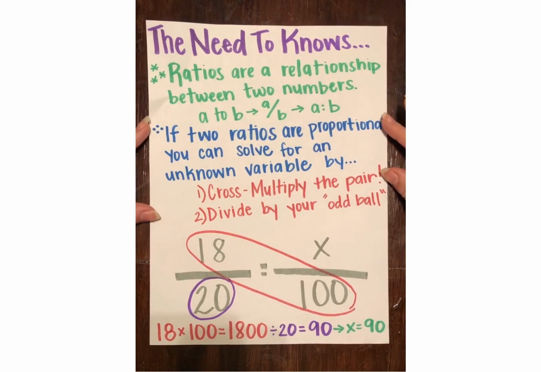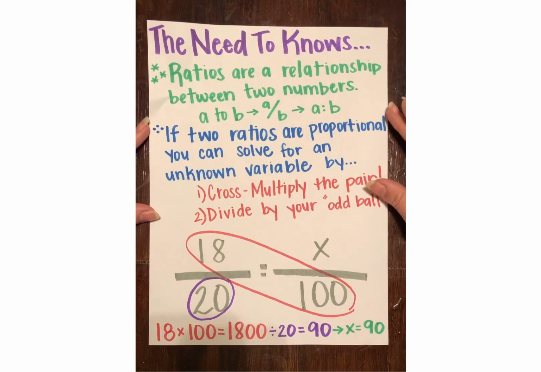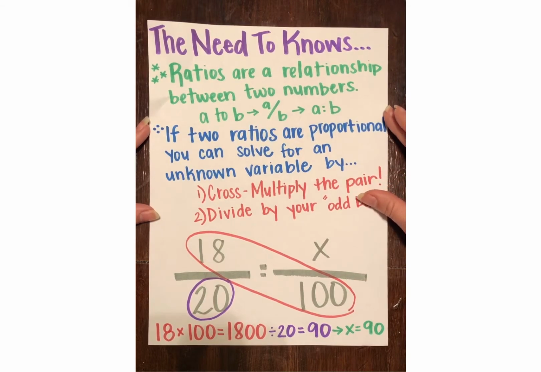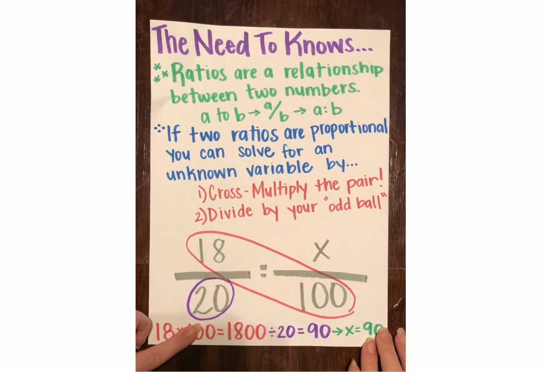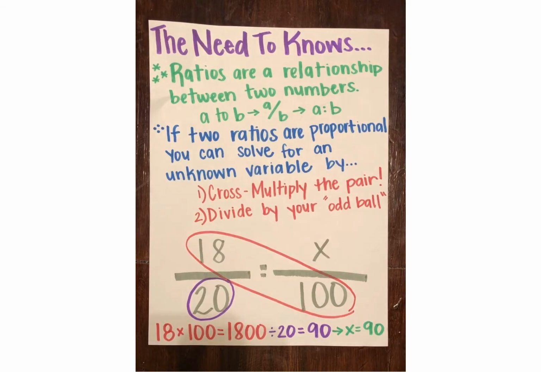If we have two ratios that are proportional, you can solve for an unknown variable by cross multiplying the pair and then dividing by your oddball, okay? This is what we've been working on all year long. We've built off of it. We've used it in almost every single unit since we learned it back in November. So I'm hoping you're feeling super confident with it today.